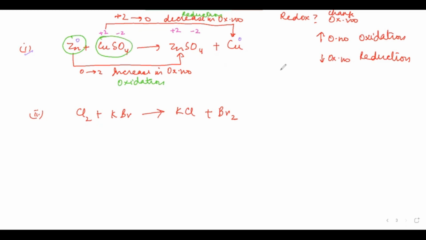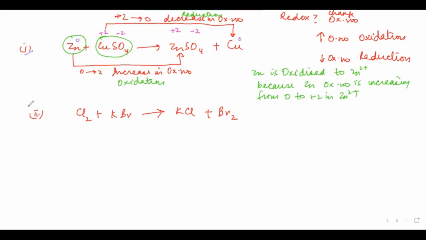So if the examiner is asking us to write down and explain it, we'll say that zinc is oxidized, zinc is oxidized to zinc ions because zinc's oxidation number is increasing from 0 to +2 in zinc ions. ठीक है? Similarly, आपको रिडक्शन का देना है तो रिडक्शन में आप क्या लिखेंगे? Copper sulfate, the substance as a whole, copper sulfate is reduced.